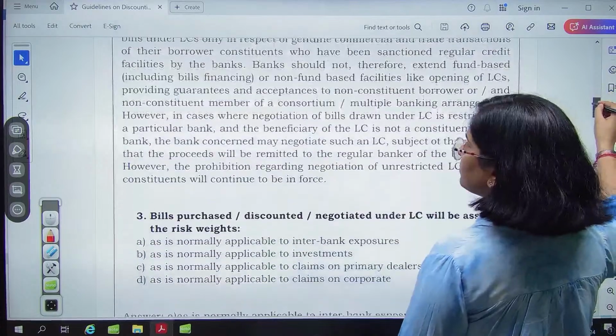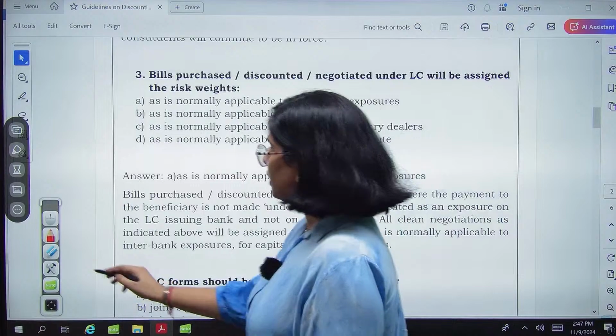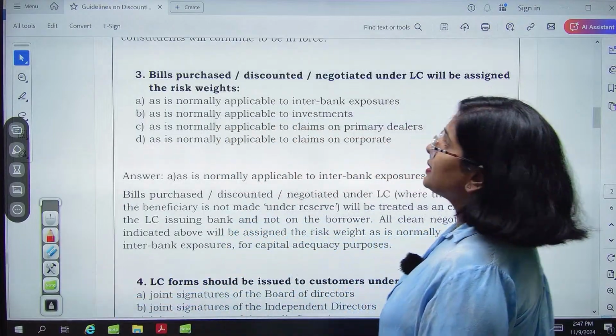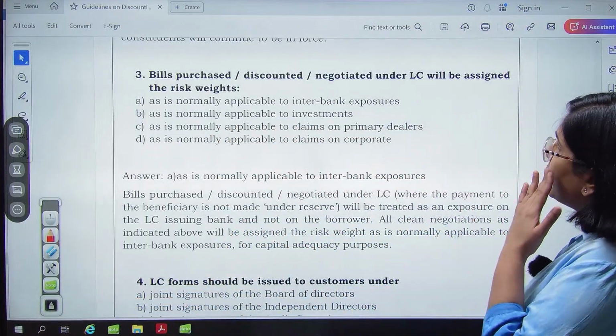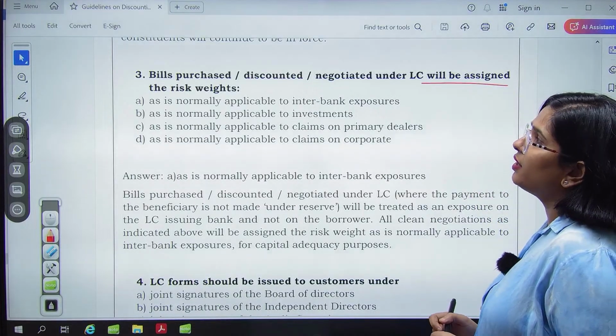Now we have got question number 3. This is bills purchased, discounted, negotiated under letter of credit shall be assigned the risk weight.